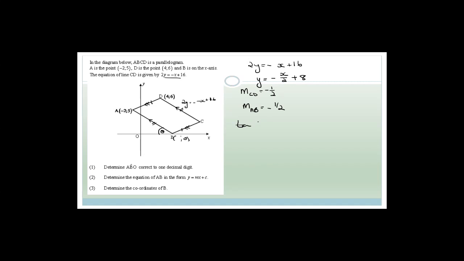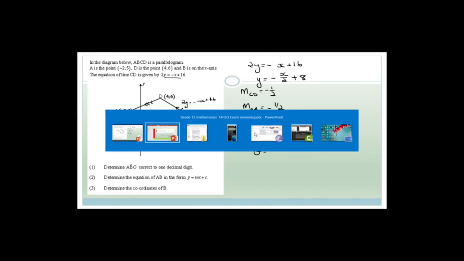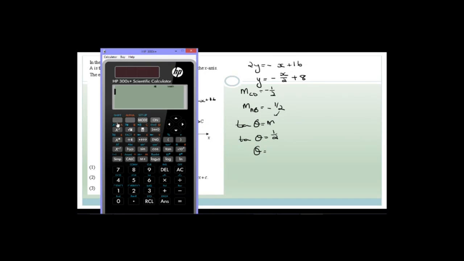We know that tan theta is equal to m, the gradient, so we can substitute this in and say tan theta is equal to a half. Remember, you don't worry about the minus, because the minus just tells you whether it's 180 plus or minus, depending on positive or negative. What we want to do is find the size of the angle now, so we go for tan theta equals half. Theta is equal to the second function tan, so let's get out our calculator and go shift tan of 0.5, close bracket, equals, and that's 26.57 degrees.